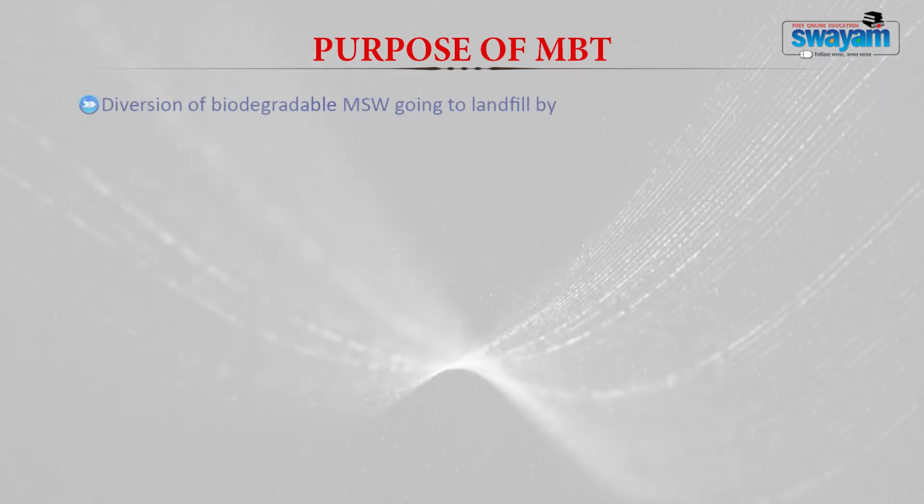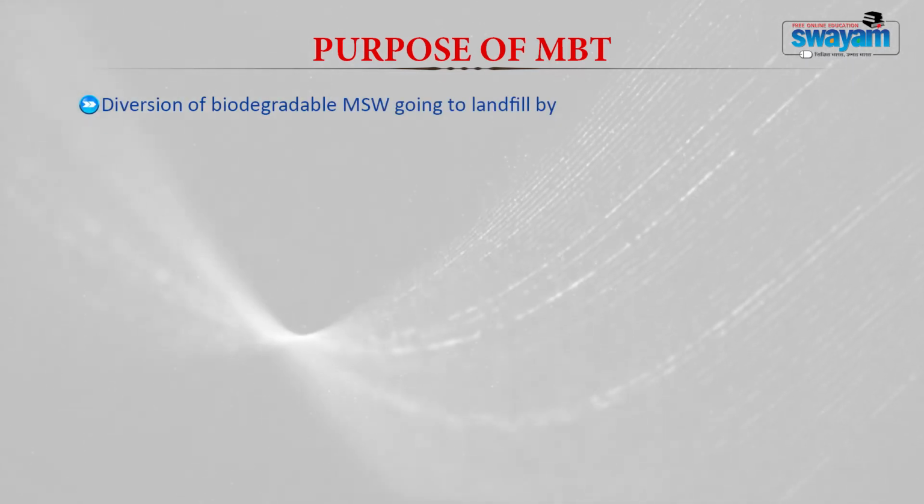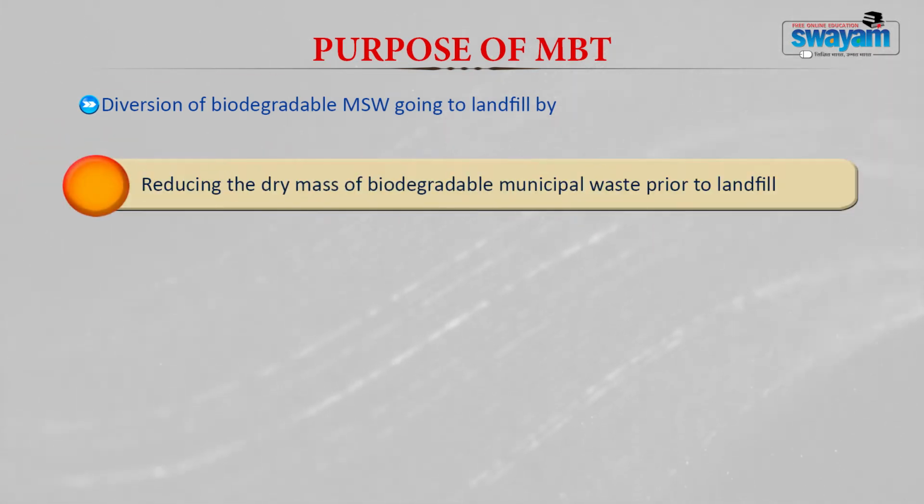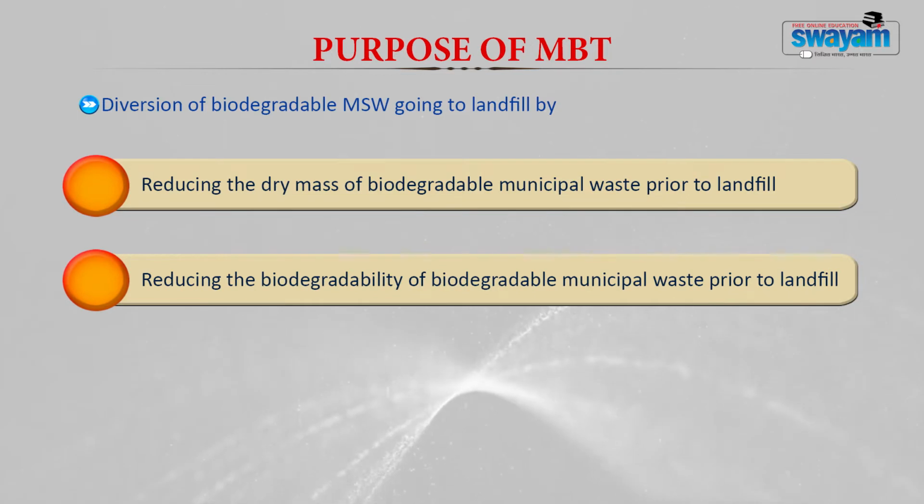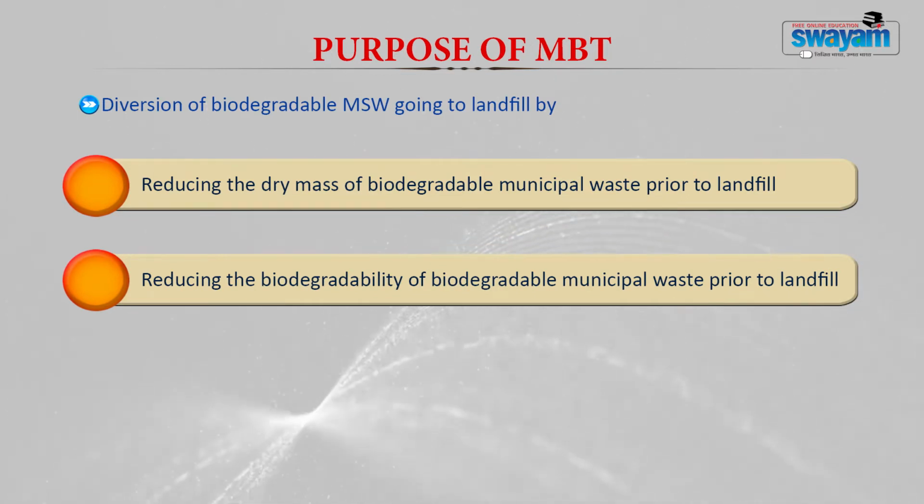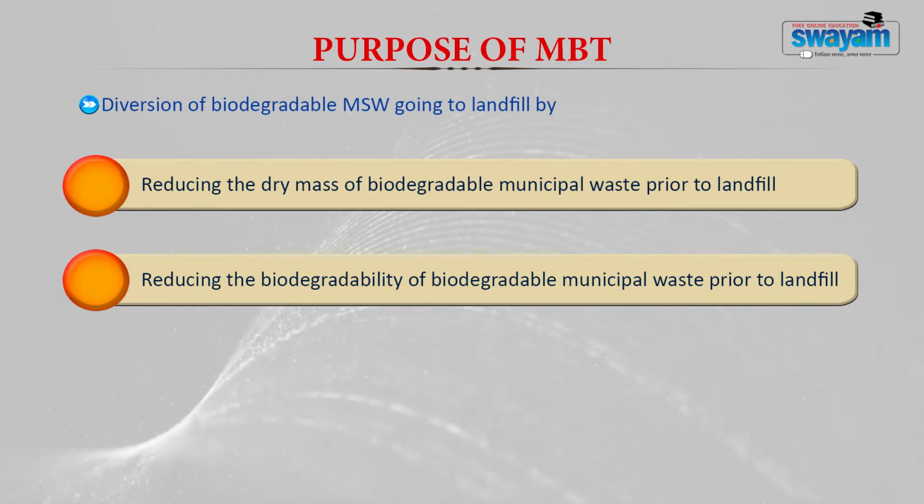Now, what is refuse derived fuel? I will explain in the coming slides. The other aim would be to divert the biodegradable municipal solid waste that is going to the landfill by, one, reducing the dry mass of biodegradable municipal waste prior to landfilling, and two, reducing the biodegradability of the biodegradable municipal waste prior to landfilling.